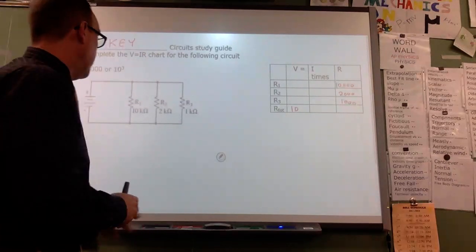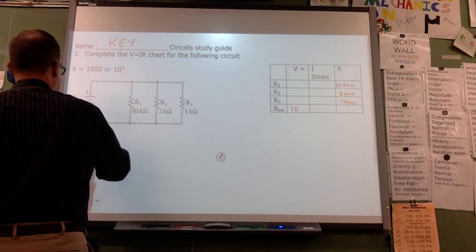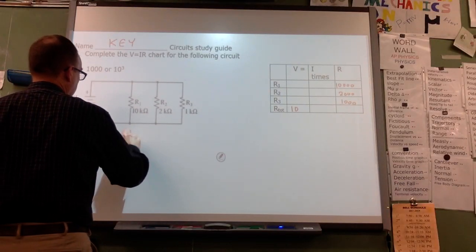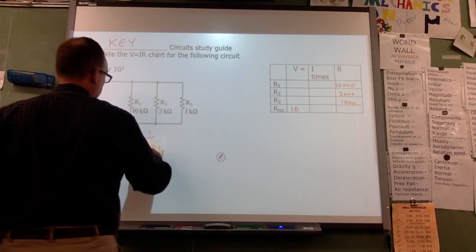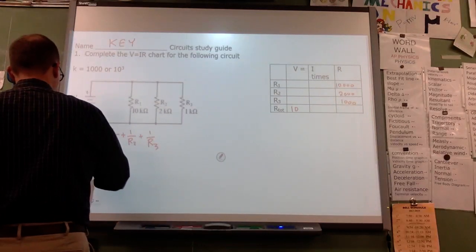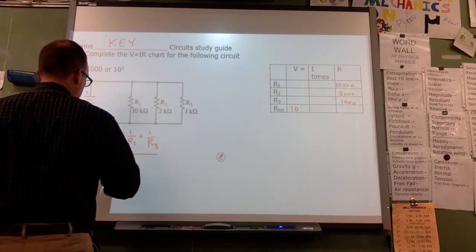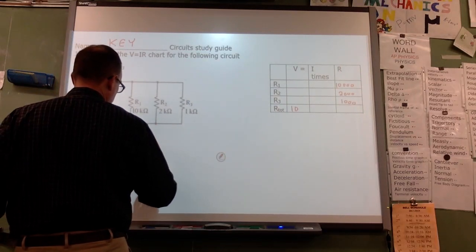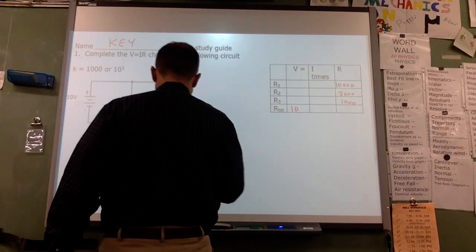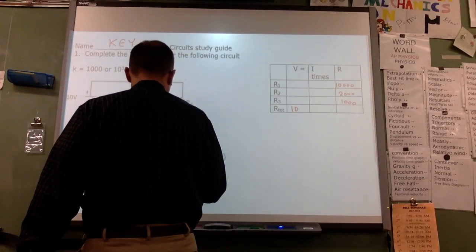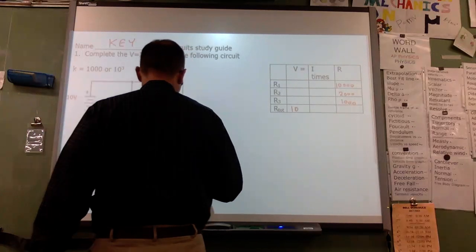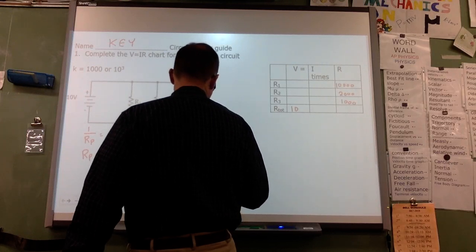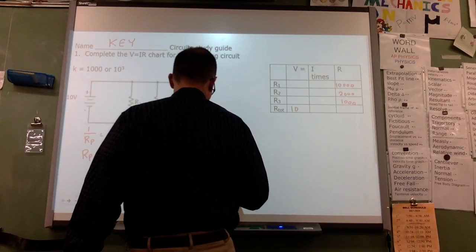And I know that in parallel, 1 over the resistance in parallel equals 1 over R1 plus 1 over R2 plus 1 over R3. All right, so I'm going to put in my values. I have 1 over 10,000 ohms plus 1 over 2,000 ohms plus 1 over 1,000 ohms.